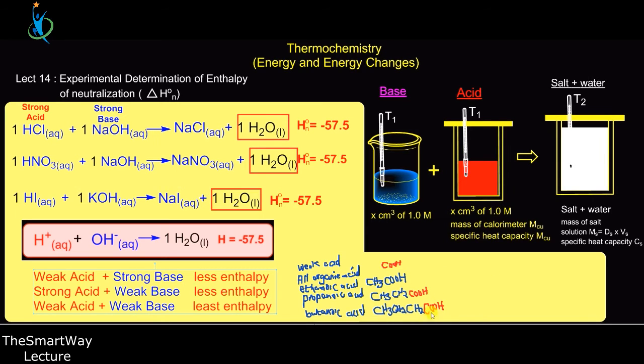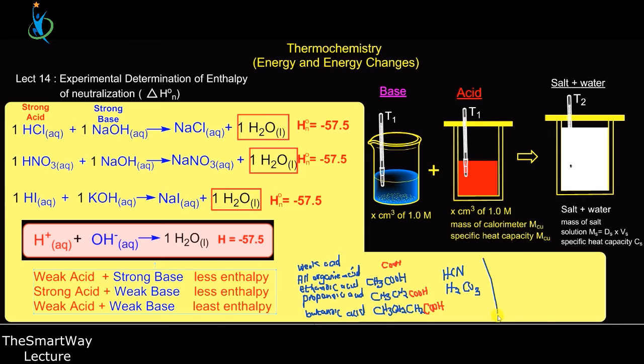Other weak acids that we have are hydrogen cyanide, and then we also have what we call hydrogen carbonate. It's also a weak acid. So these are all examples of weak acids. Whenever they give you these acids, realize that the enthalpy change for the reactions is always less.